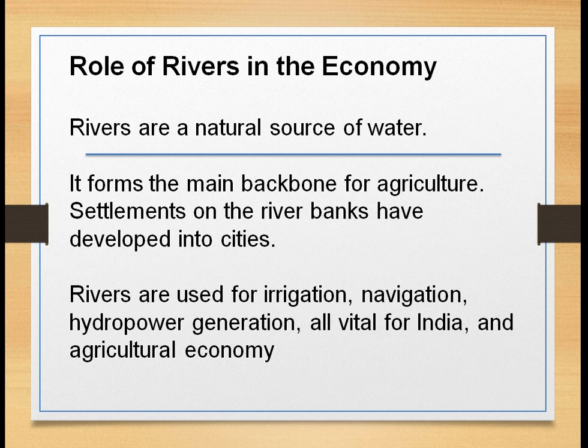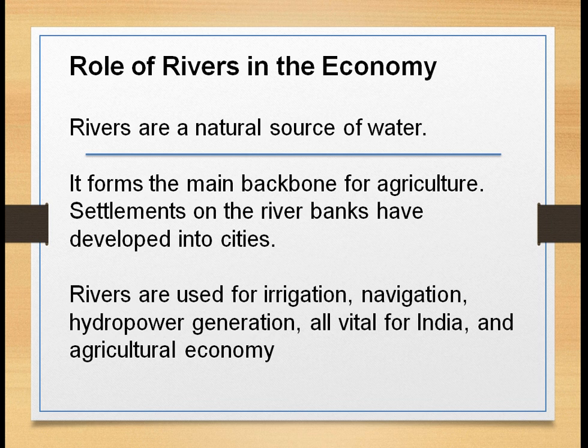Next, role of rivers in economy. Rivers are the natural source of fresh water. They form the main backbone of agriculture. For agriculture, river banks have developed into cities. So dear cadets, here we are seeing the role of rivers in the economy and how rivers are playing the backbone for agriculture, for the settlement of human beings and the cities.